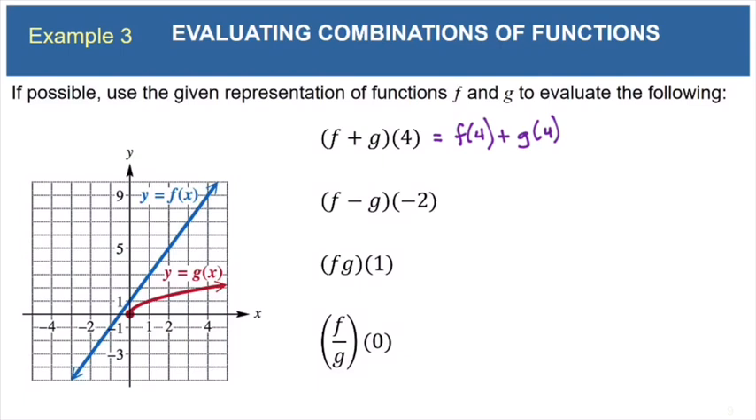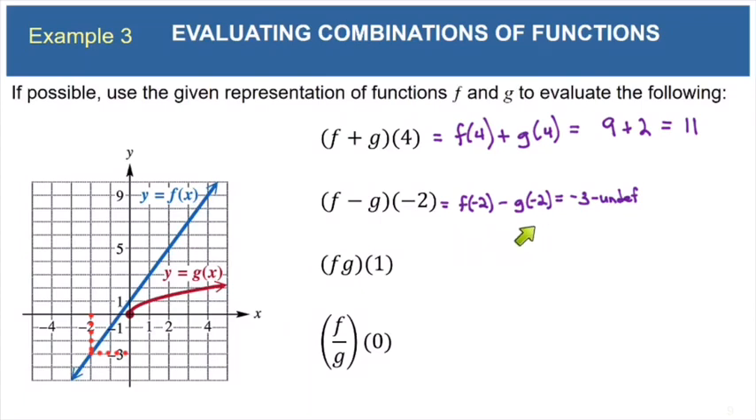So f of 4 means we go out to where x equals 4 and see what the f function's y value is. And when x equals 4, the f function equals 9. But when x equals 4, the g function only equals 2. So f of 4 plus g of 4 is 9 plus 2, which is 11. Now let's look at f minus g of negative 2. So that's going to be equivalent to f of negative 2 minus g of negative 2. Now when x is negative 2, the f function is actually negative 3. But when x is negative 2, the g function doesn't even exist.